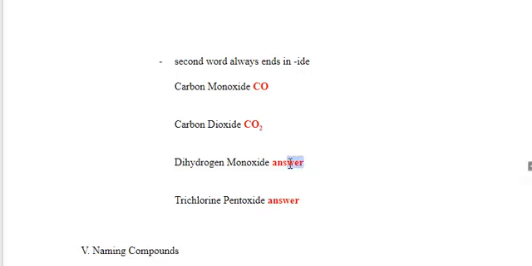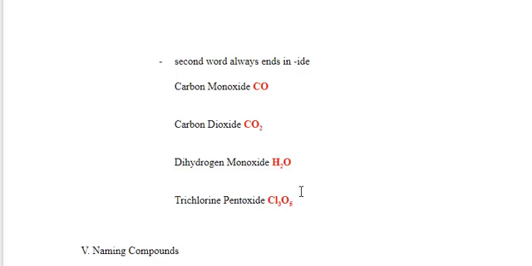Let's look at the next one, dihydrogen monoxide. Dihydrogen means 2 hydrogens, so H2, and then monoxide means 1 oxygen, so O. Try the last one. So trichlorine is Cl3, because tri is 3, and then pentoxide would be O5, because pent is 5. And it's just that simple for covalent compounds.